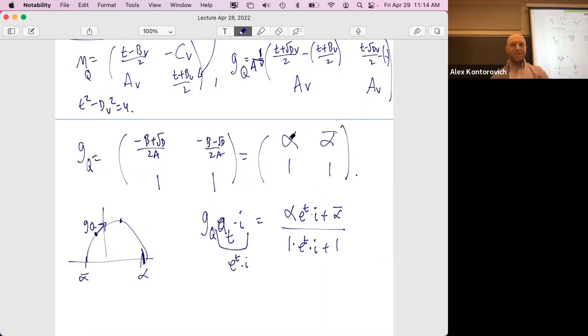G is A, B, C, D, so I get az plus b over cz plus d, and the z is e to the t. So as t goes to infinity, this goes to alpha over 1. That's the forward direction. As t goes to minus infinity, these parts die, and this goes to this.